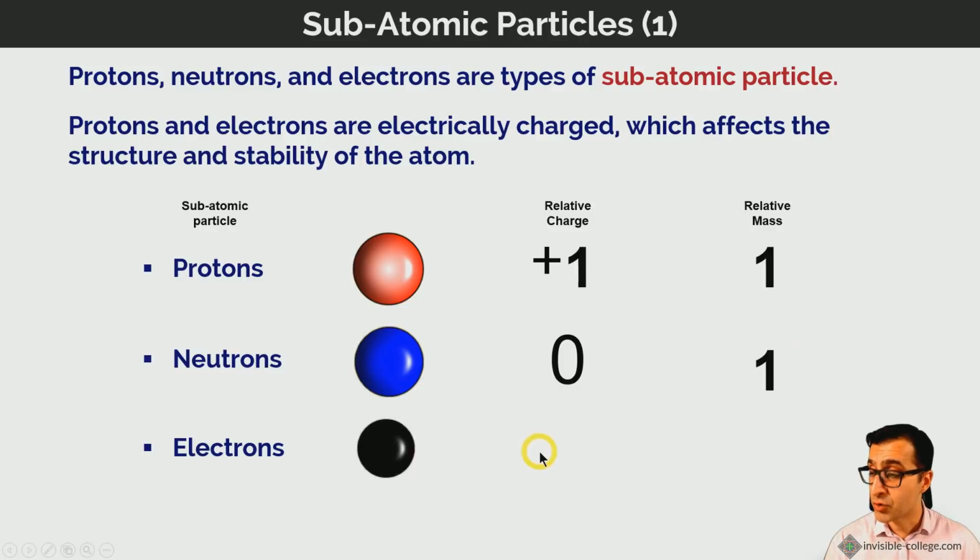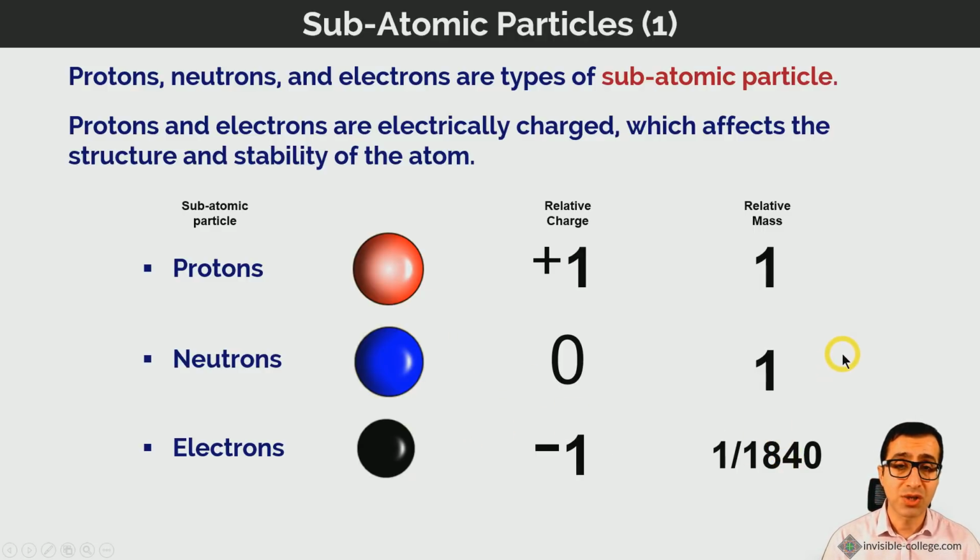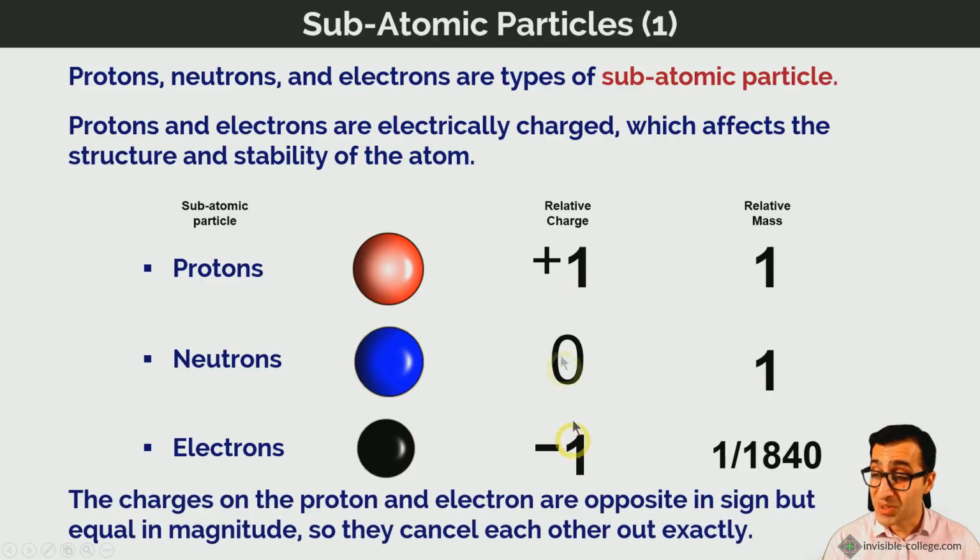Now, when we say that an electron has a relative charge of -1, what we're saying is it has the same amount of charge as a proton, 1 unit, but it's negative rather than positive. And again, the mass of an electron, even in terms of atomic mass units, is effectively 0. It's about 1,840th of the mass of a proton or a neutron. So the charges of a proton and an electron are opposite in sign, but equal in magnitude. And so within an atom, which has an equal number of protons and electrons, the overall charge of that atom is 0. It is electrically neutral.